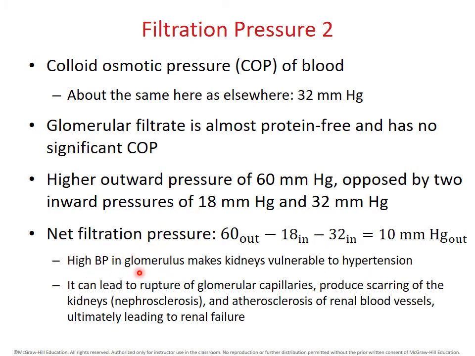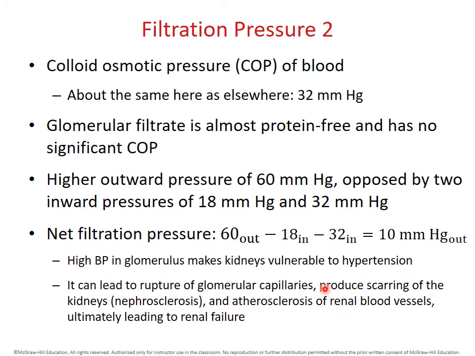Because of this high blood pressure, of course, the kidneys, the glomeruli specifically, are vulnerable to hypertension. The pressure is already high, and so if we have high systemic pressure, that can lead to even higher pressure in the glomeruli, higher than 60, and that can lead to glomerular rupture. And if that happens, of course, then we get scarring of the kidney tissue. This is known as nephrosclerosis, or sclerosis of the kidneys. And this replaces functional glomeruli with non-functional scar tissue.